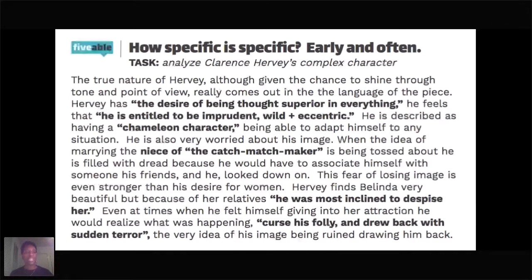The line of reasoning is about the complexity, about him being different than he appears. And so we're showing who he really is now. So the fear of losing image is even stronger than his desire for women. Hervey finds Belinda very beautiful, but because of her relatives, he was most inclined to despise her. And this is a little evidence dependent, but I'm showing it not to show necessarily great commentary, but to show great use of evidence. So I want to just throw that out there.